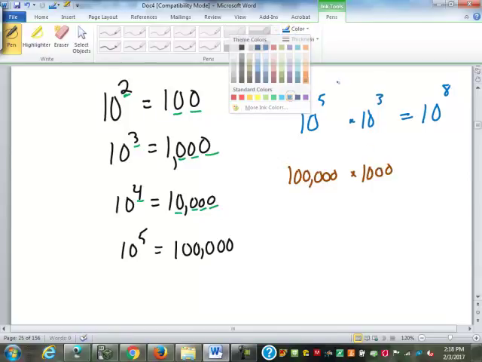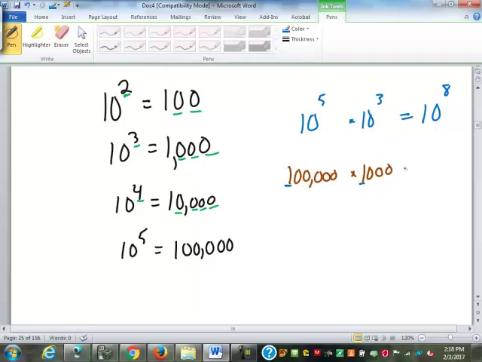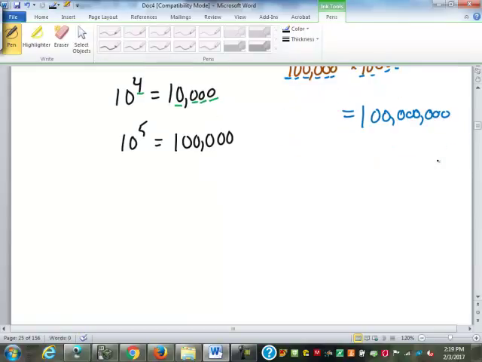When we multiply numbers with zeros, we just multiply the leading digit, the non-zero digit. 1 times 1 is 1. And then we add up all the zeros. There are 8 zeros here. So our knowledge of multiplication with zeros and our powers of 10 does confirm what we've been doing with our exponents on our numbers.